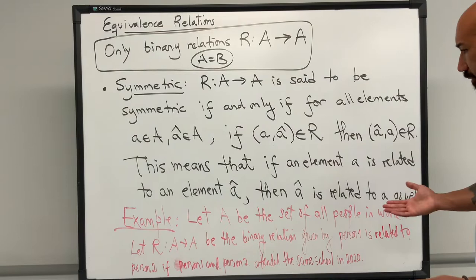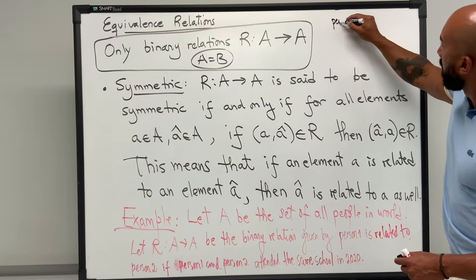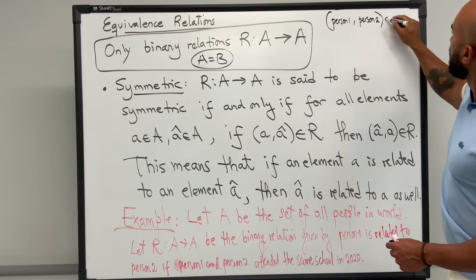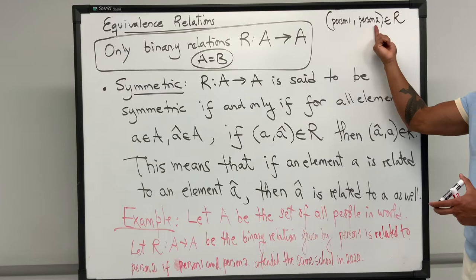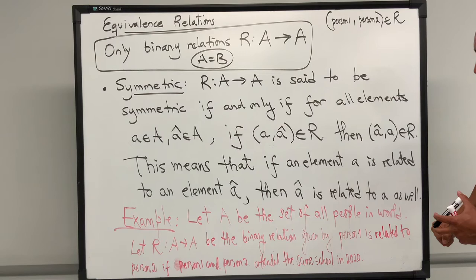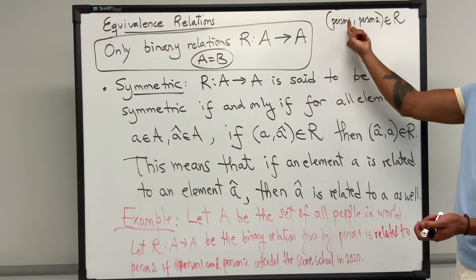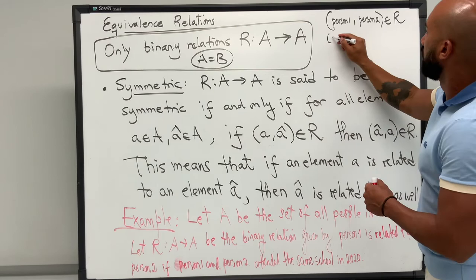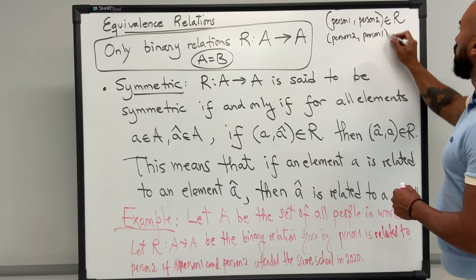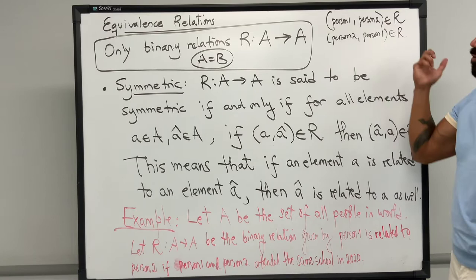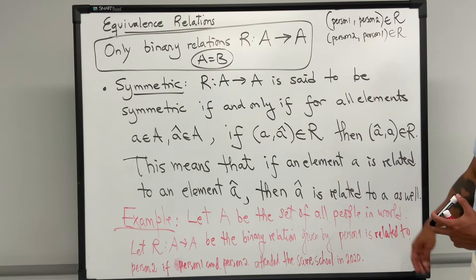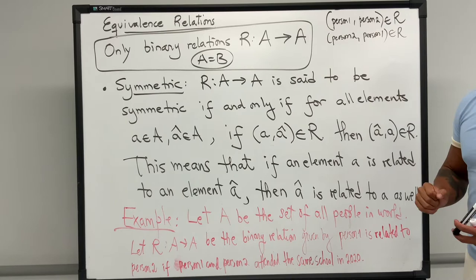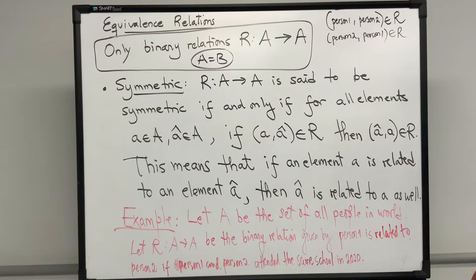So obviously in this case, person one, person two is a pair in this relation because person one and person two were attending the same school in 2020, all right? And obviously this is independent, so person one was attending the same school as person two. This is what this pair is telling us. But in that case, person two was attending the same school as person one in 2020. So this pair is also in the relation. And this is independent of which person we are considering. So every time a person is related to another, that second person is going to be related to the first. So this is an example of a symmetric binary relation. Is that okay?